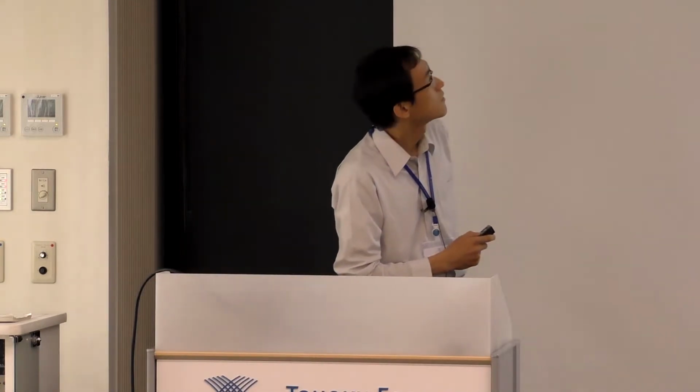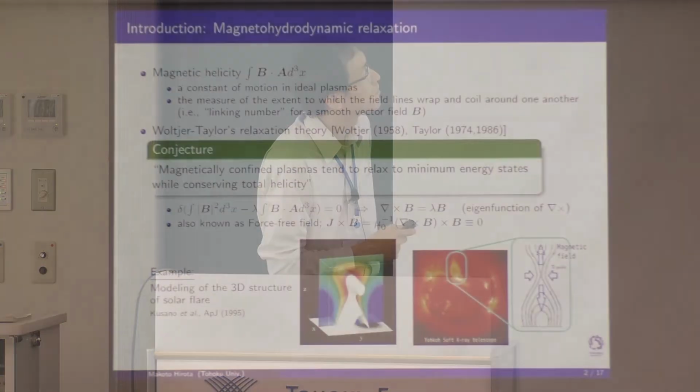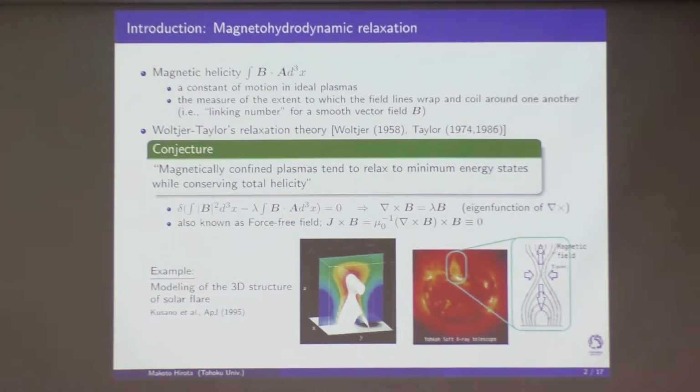If we consider MHD as a Hamiltonian system, this is the so-called Casimir invariant. And physically or topologically, this quantity is the measure of the extent to which the field lines wrap and coil around one another. This is a generalized concept of linking number in topology. But this linking number is defined for the smooth vector field, so this is not an integer; this is actually a real number. And there is a very famous theory given by Woltjer and Taylor.